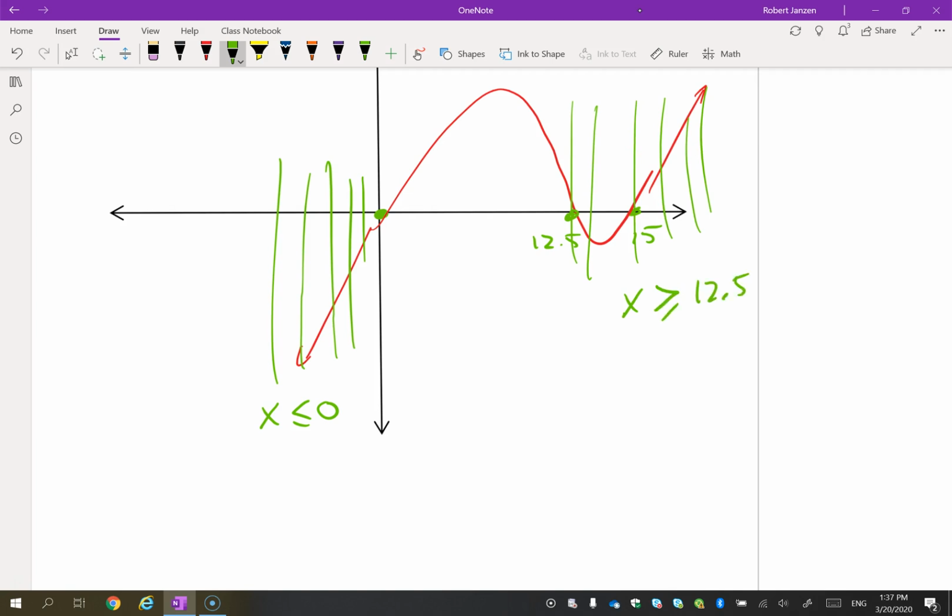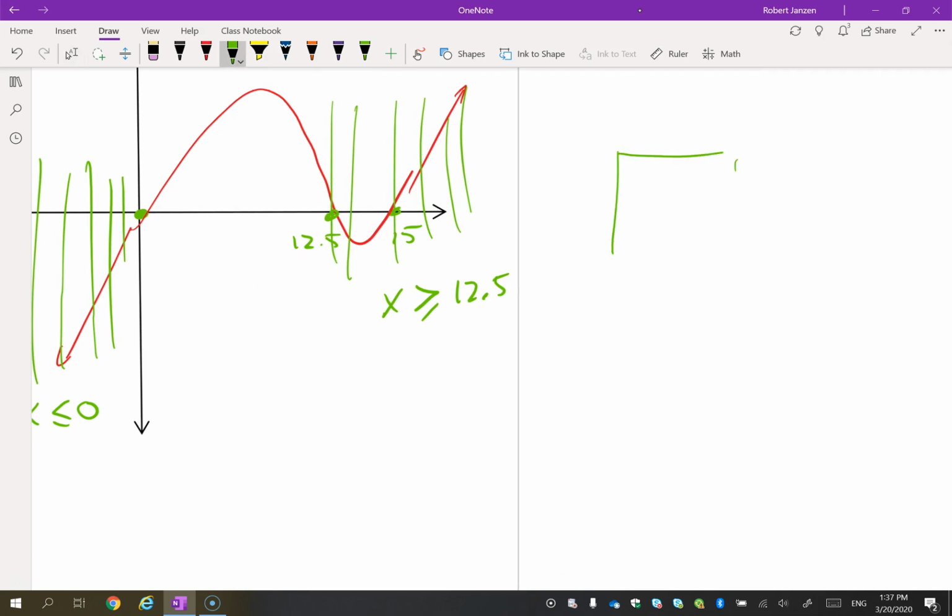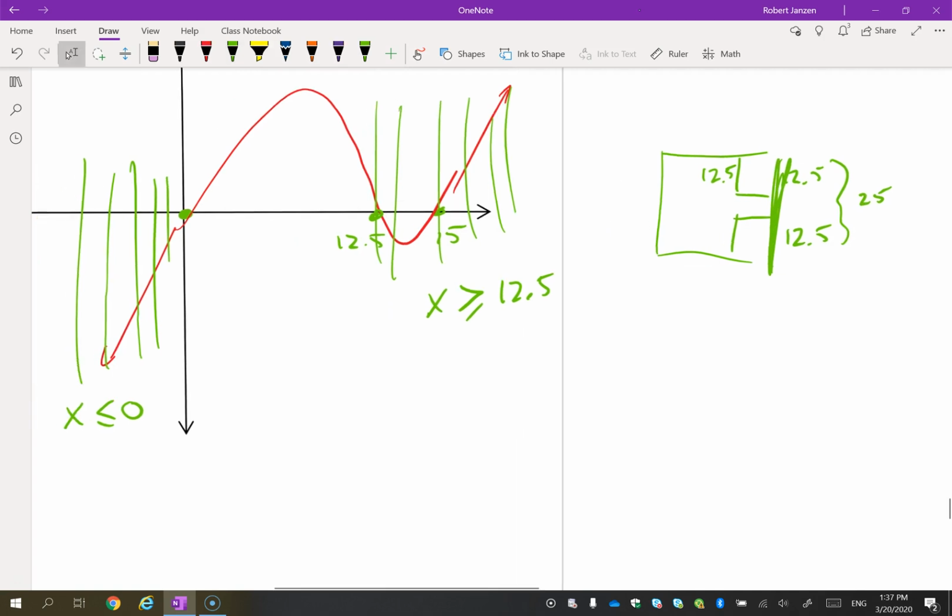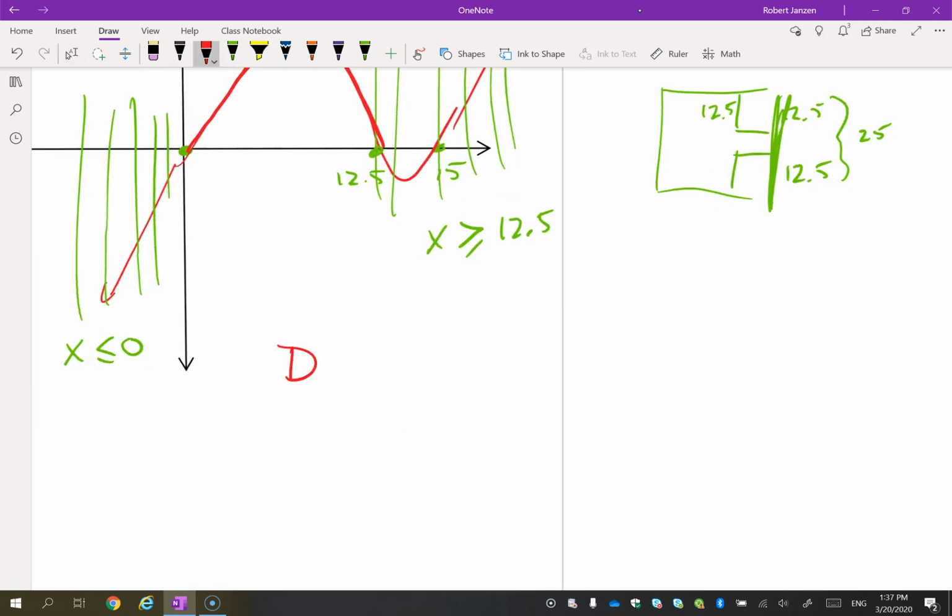Because if it is, think about that for a second. Here's our box. If we make these cutouts 12.5 by 12.5, and we do the same thing here, what's 12.5 plus 12.5? It's 25. And this whole length is only 25. So for our purposes, really this graph only exists here. The domain of this graph is from 0 to 12.5.